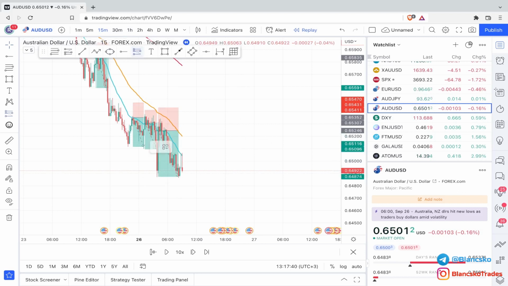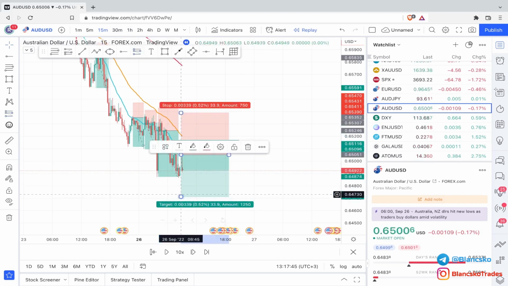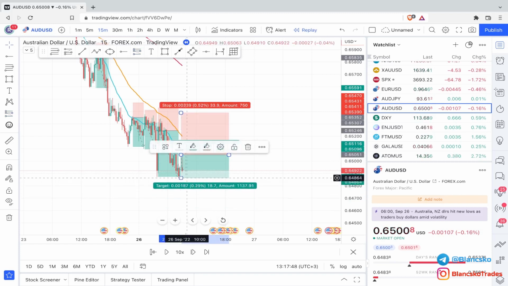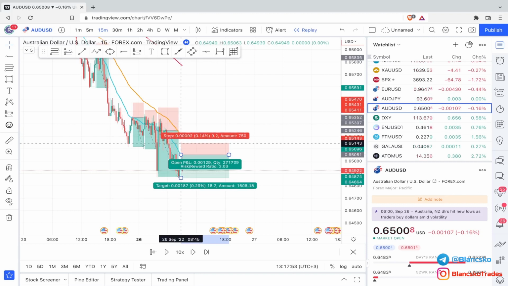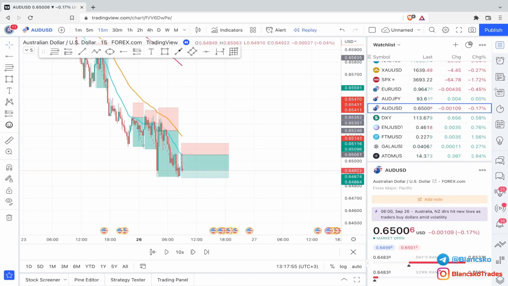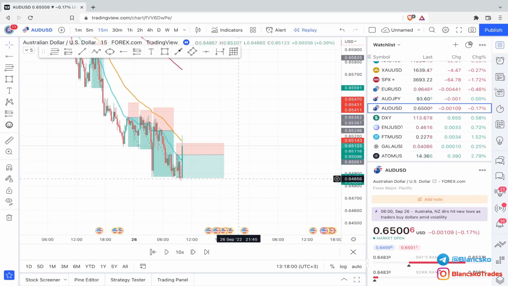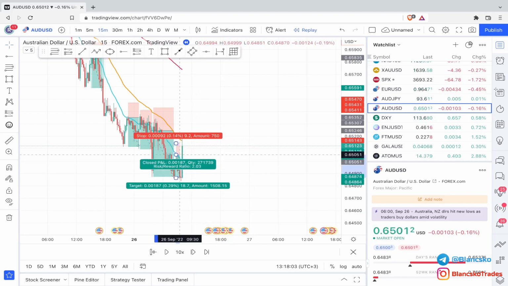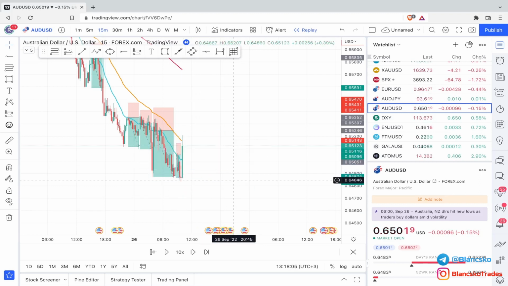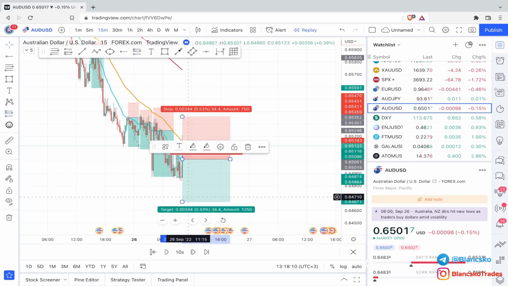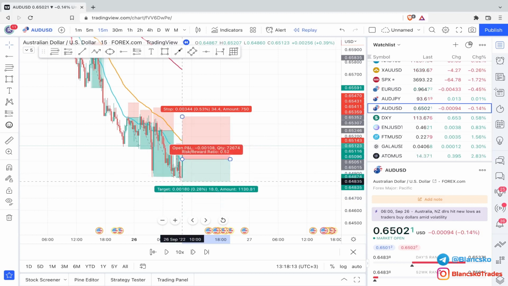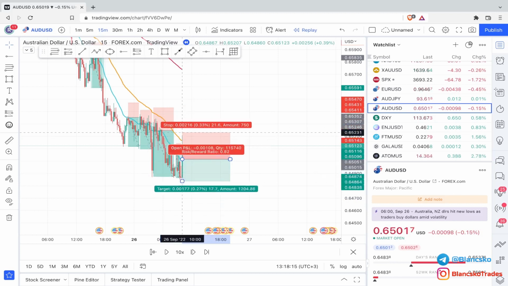So we would have entered right here on the touch. Take profit would have been right here on the low. And stop loss will be right here, at 1 to 2. This looks like a take profit. Yeah, take profit hit. And then the market went again to the upside, and I think this would have been a stop loss. Why? Because we would have entered here on the touch, take profit would have been here, and the stop loss would have been right here.